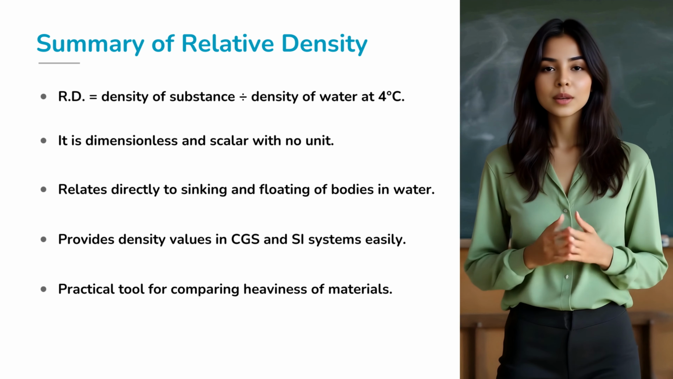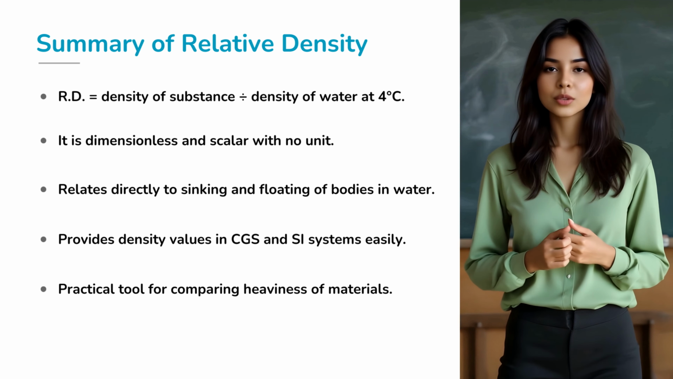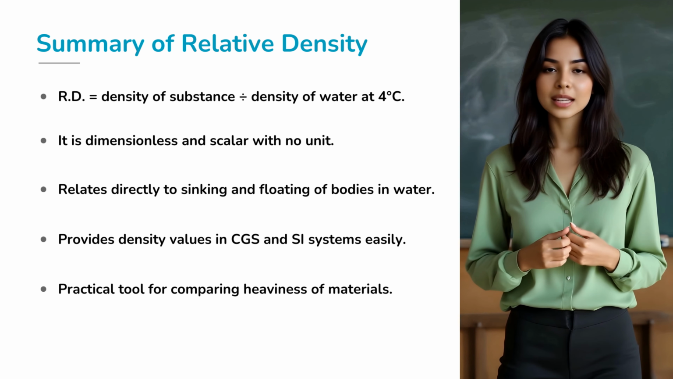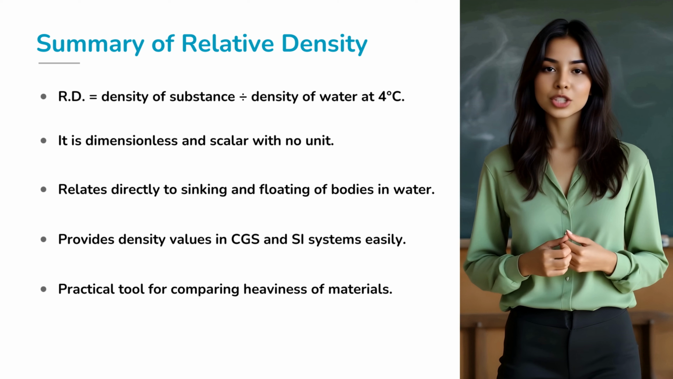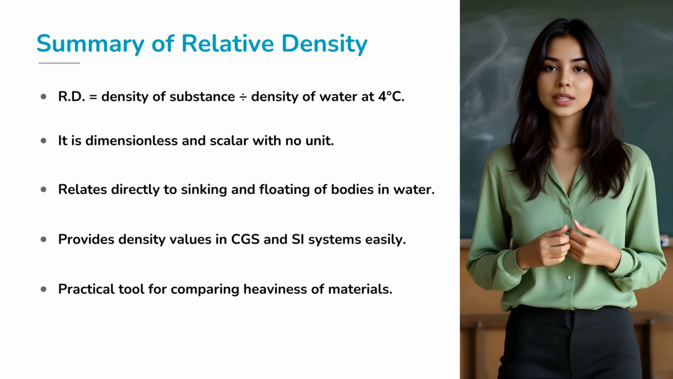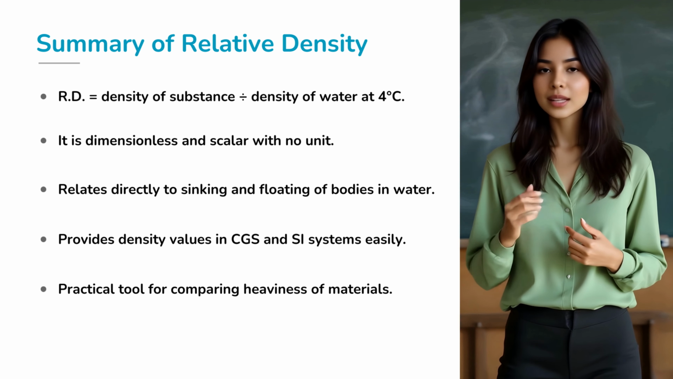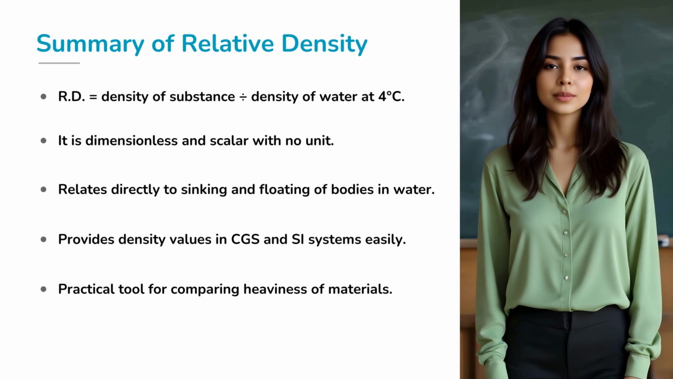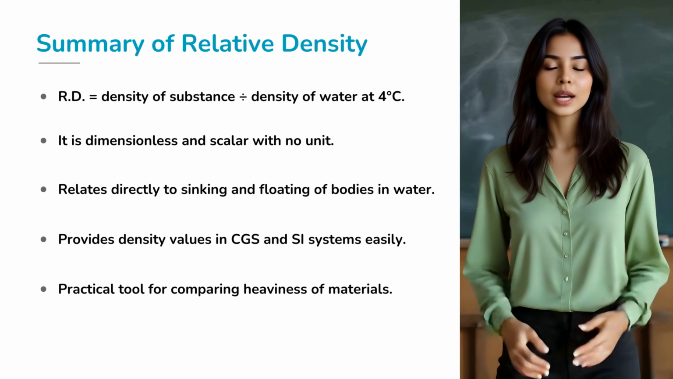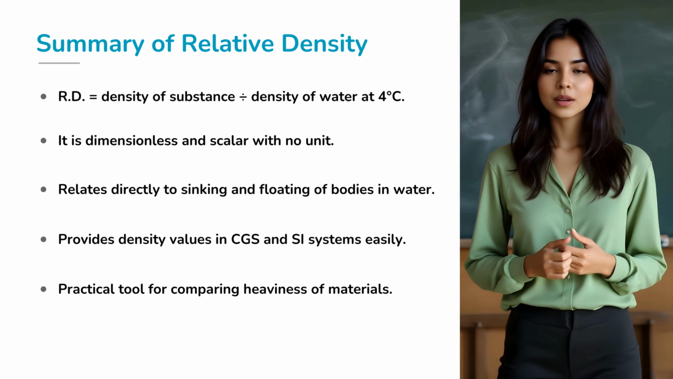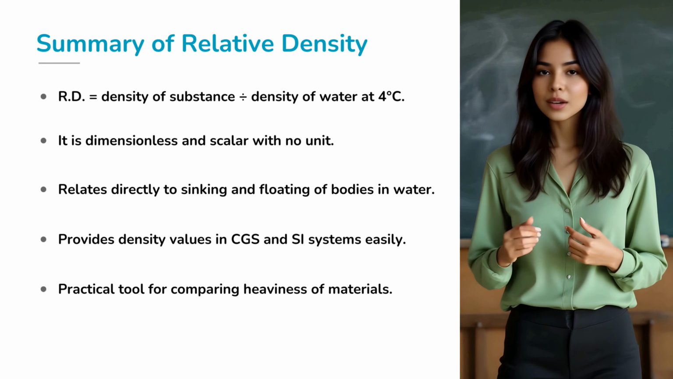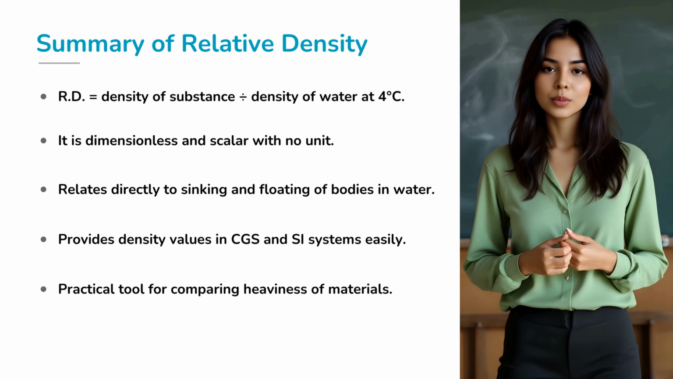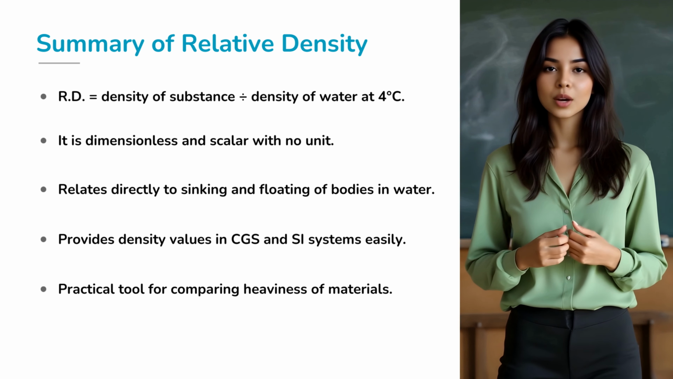So, to wrap up, relative density is the ratio of the density of a substance to the density of water at 4 degrees Celsius. It's dimensionless, it tells us instantly whether something will sink or float, and it's extremely useful in comparing the heaviness of different materials. Whether it's explaining why iron sinks, why oil floats, or why ships are designed to stay afloat, relative density is the key idea. I hope this concept is crystal clear to you now.